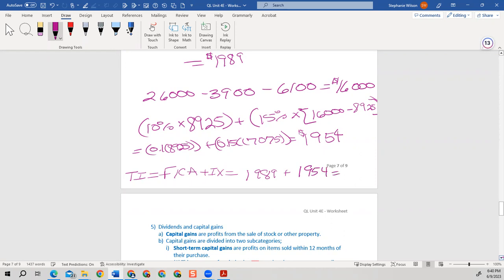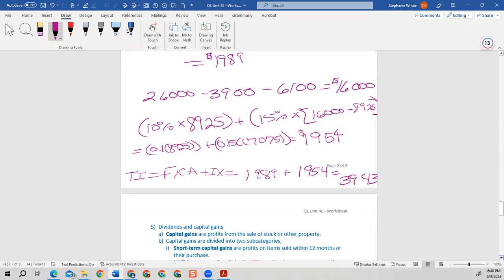All right. So now we add those two together, 1954 plus 1989. So we got $3,943. So this is what she should pay in, right? It should be on the income tax and the FICA.